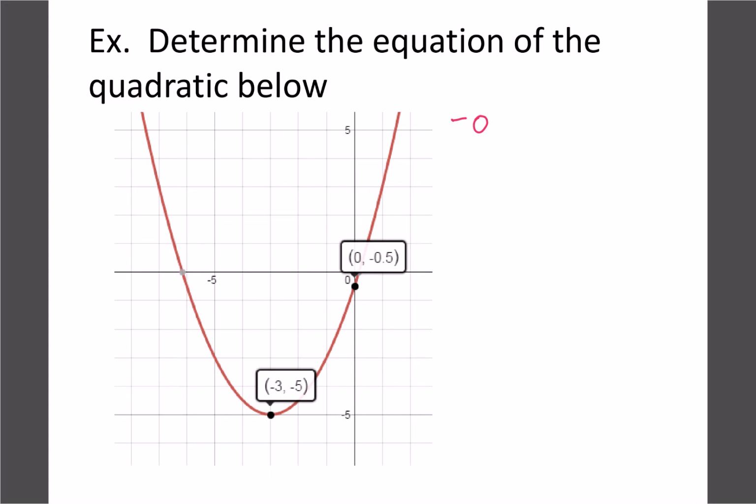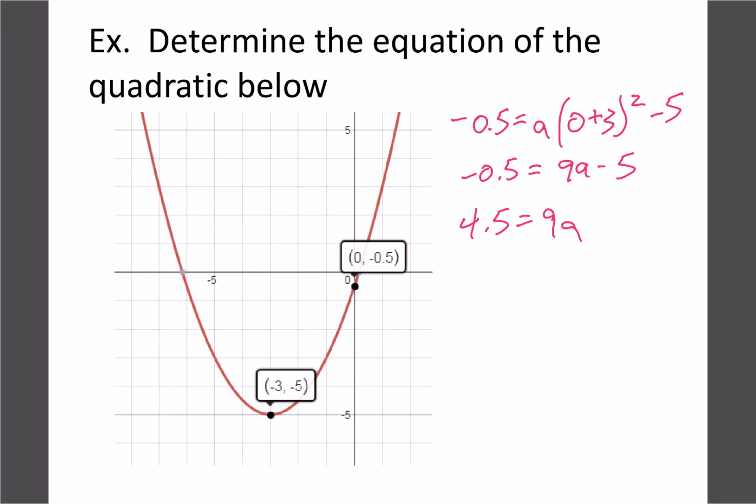So our y is negative 0.5. Our a is what we're looking for. X is 0. P is negative 3, so minus negative 3 would be plus 3. And our q is minus 5, so we solve this one. 3 squared is 9, so we get 9a minus 5. Add 5 to both sides. Divide by 9, we get 1/2. So 4.5 divided by 9 equals 1/2. So our equation for this one should be 1/2 times (x plus 3) squared minus 5.